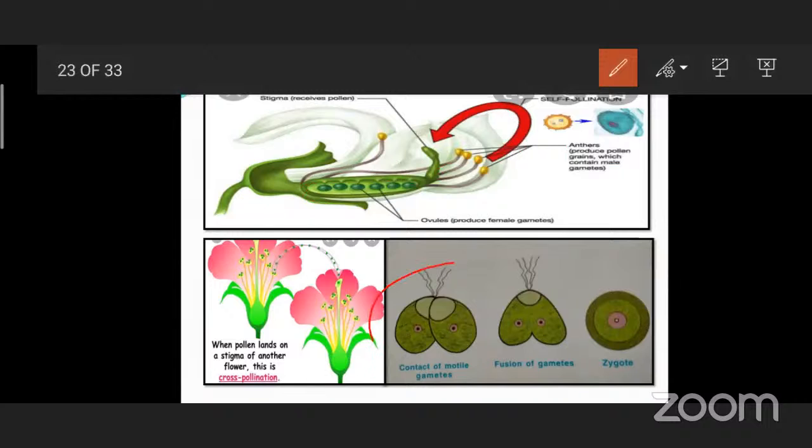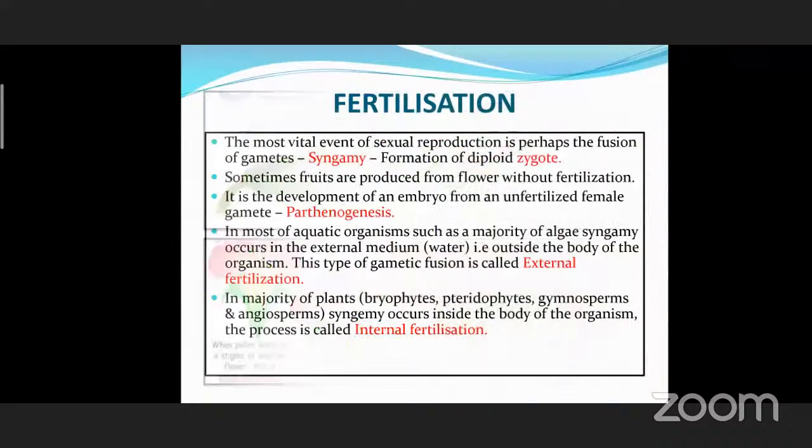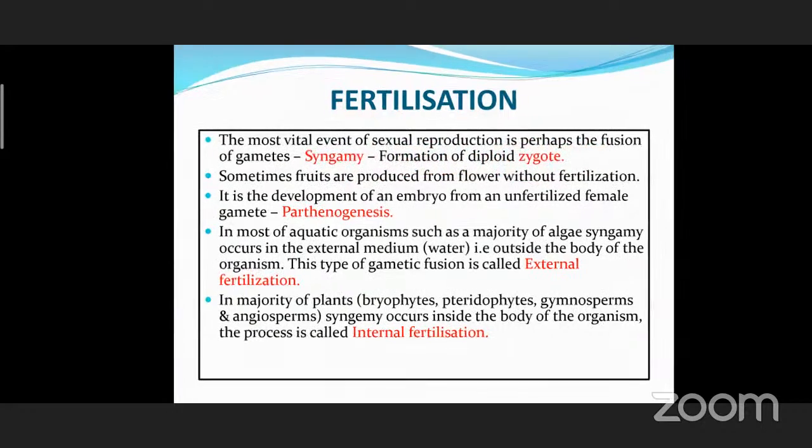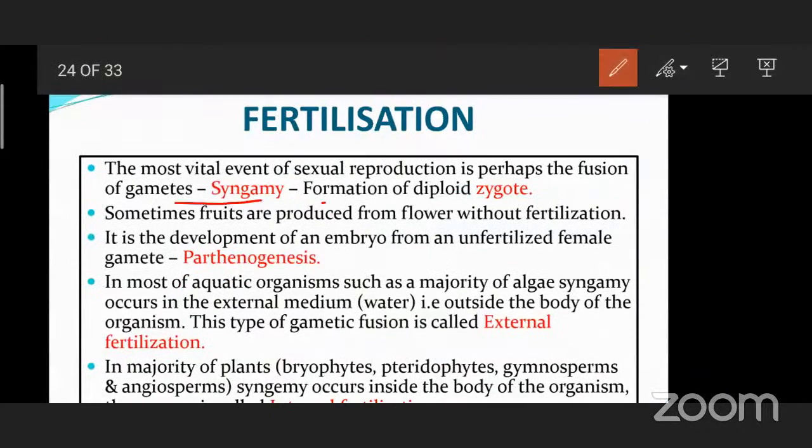See here, these are algae gametes, motile gametes. See here, these are flagella, for motile gametes. See here, fusion of gametes to form the zygote. Next, fertilization. In most sexual reproduction, the vital event is the fusion of gametes. This condition is known as syngamy, resulting in the formation of a diploid zygote.